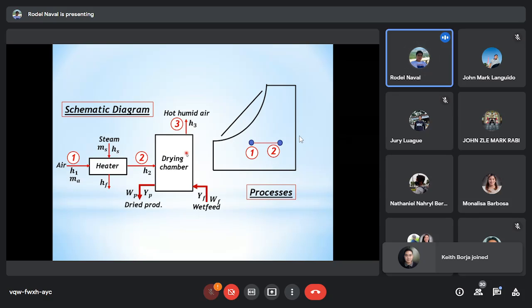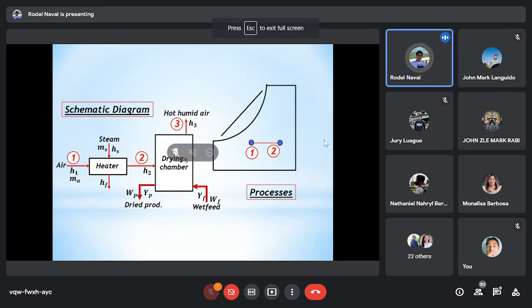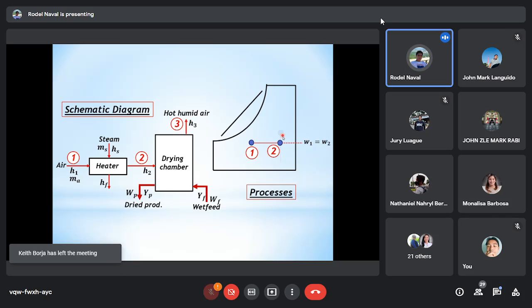For 2 to 3, in the dryer, there are 3 possible processes of air in the drying chamber. The first process would be isothermal dryer. If it is an isothermal dryer, our temperature 2 equals temperature 3 based on dry bulb. Heating is at constant humidity ratio. Then 2 to 3 is isothermal dryer, constant dry bulb temperature, dry bulb 2 equals dry bulb 3. So this is called isothermal dryer.